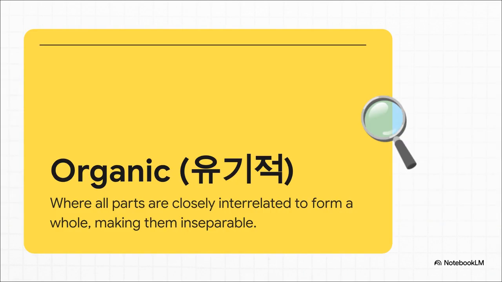And this idea is what makes something truly organic. It's not just a random pile of parts. It means every single piece, from the tiniest cell to the biggest organ, is completely interconnected. They're woven together into this inseparable whole where the entire system depends on every part doing its job.